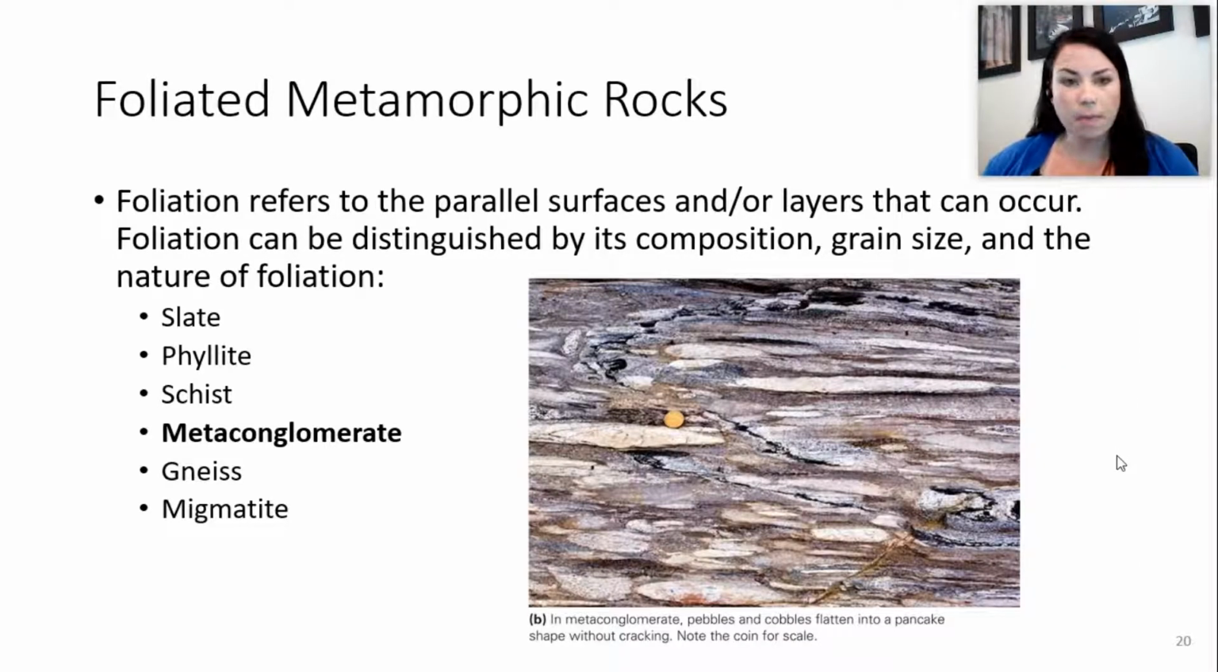Here's an example of a metaconglomerate. And so in a metaconglomerate, pebbles and cobbles flatten into a pancake. So this is where we see those, what used to be a circular grain now has been squeezed, and now it's elongated, and it has this ellipse or elongated shape to it.